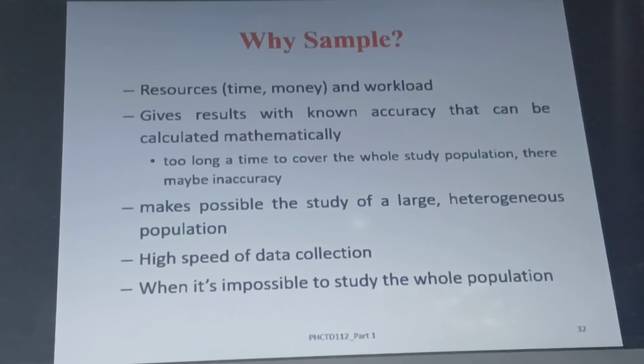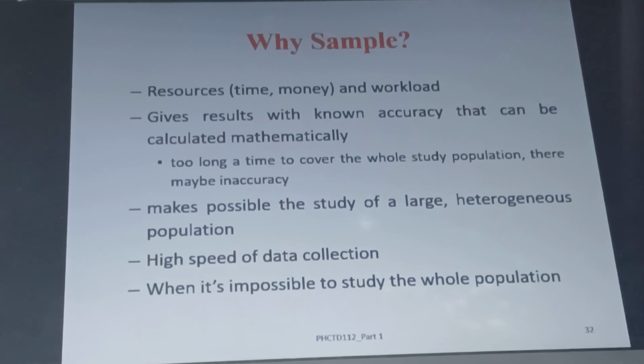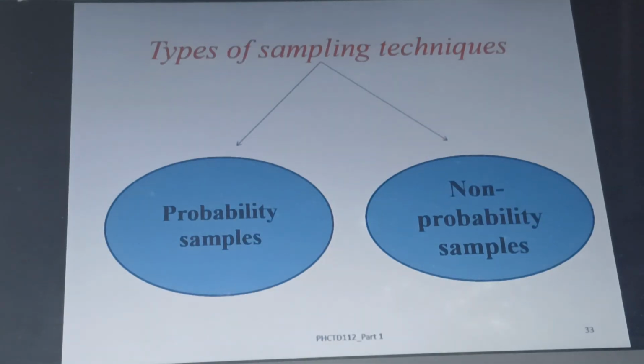And we sample when it is impossible to study the whole population. Say you want to study the whole population of a country that is like 50 million. It will take a lot of time and a lot of effort. So we sample when it is impossible to study the whole population.